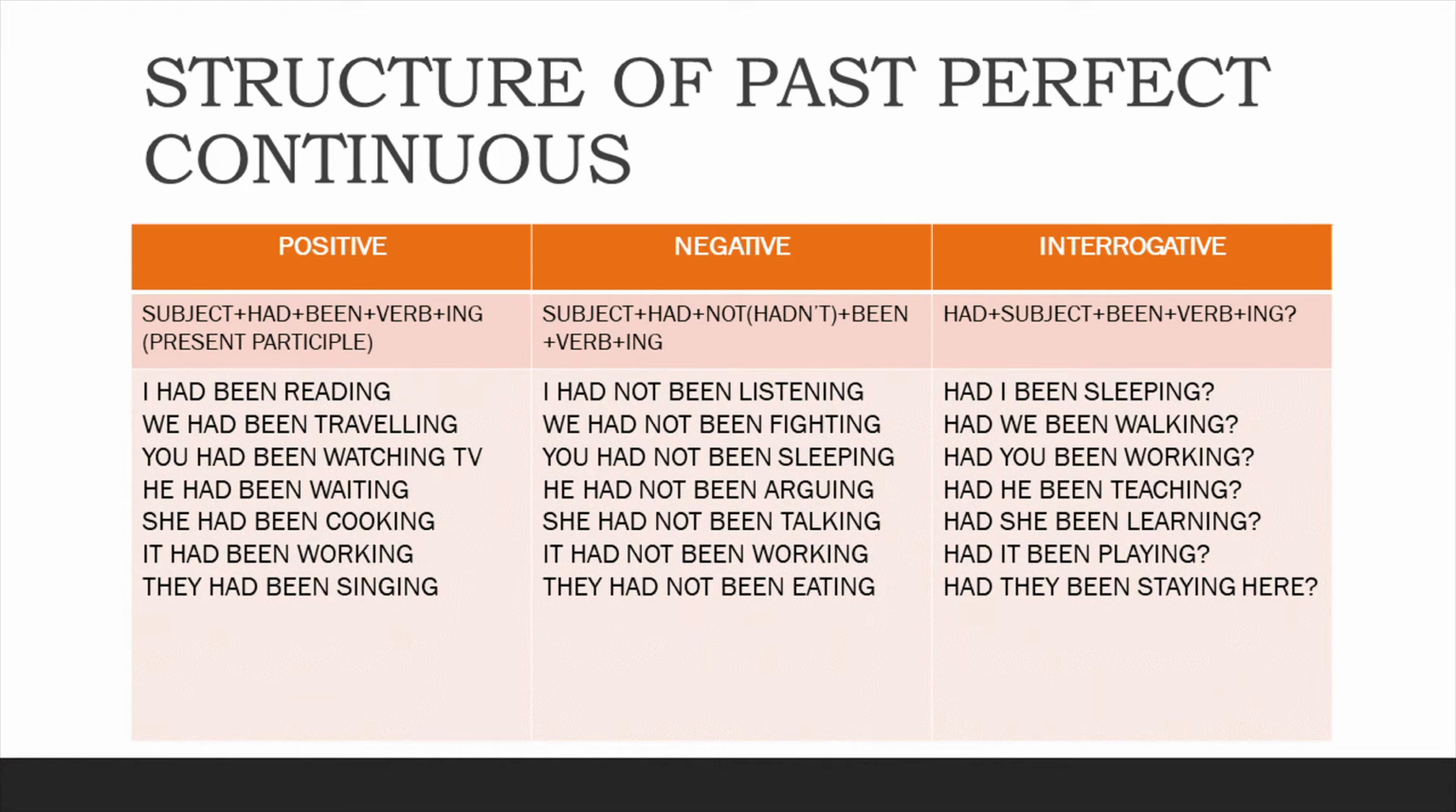The positive sentences are formed by using this structure. So I, we, you, he, she, it, and they form your subjects. So I had been reading. So read is the verb here. We had been traveling. You had been watching TV. He had been waiting. She had been cooking. It had been working. Obviously, we use it for inanimate objects which don't have life.